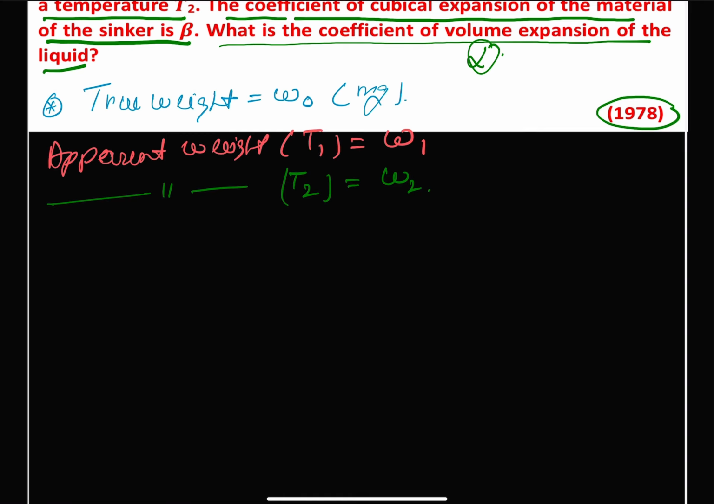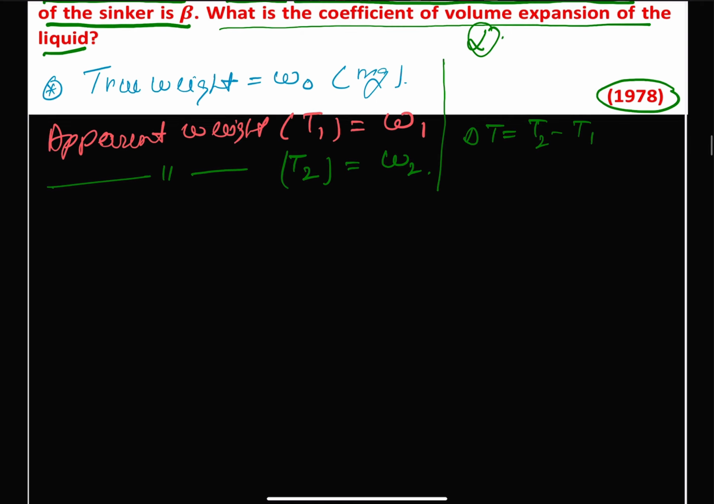Okay. And the difference in two temperatures, let us suppose, delta T will be equal to T2 minus T1. So first of all, we are going to start with the buoyant force relationship.